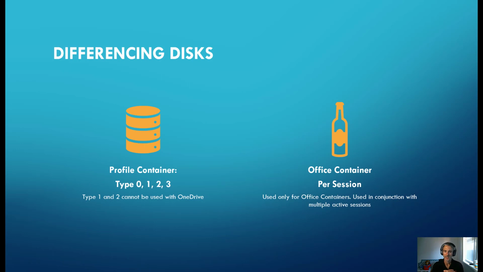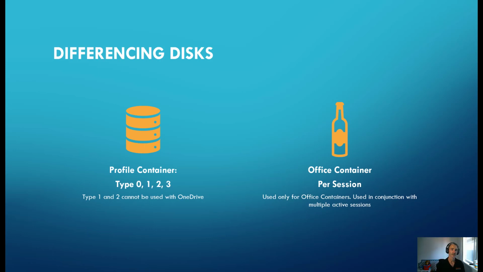Type 3 in an Office container scenario is a little bit different. It refers to a per session VHD. So there are certain workloads that we cannot put into differencing disks. OST files and OneDrive, right? I'm sure there's probably some others, but they're the two that stand out, that we do not put in differencing disks. They do not deal well with being merged. It's not supported. So the Office container offers a per session disk.